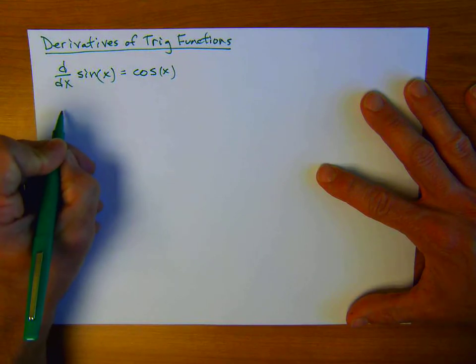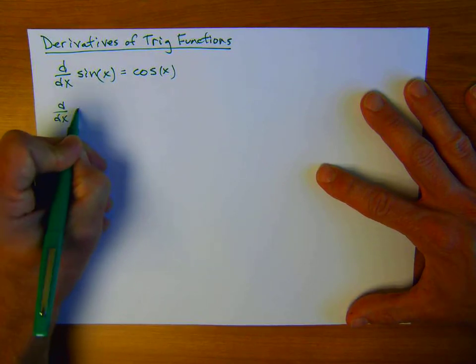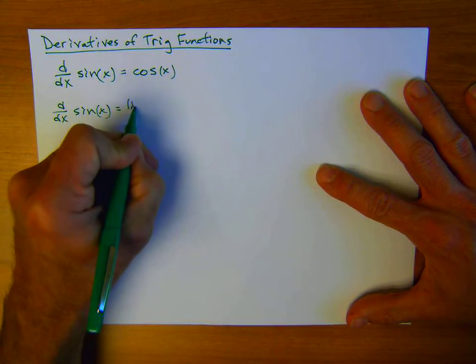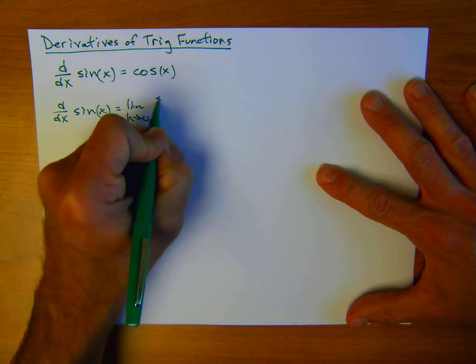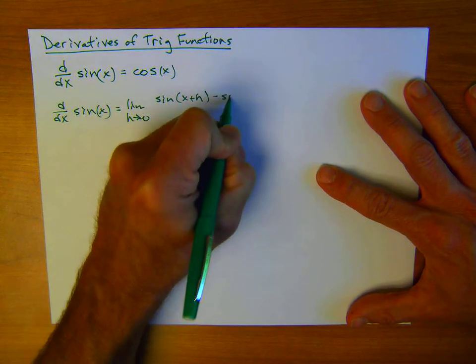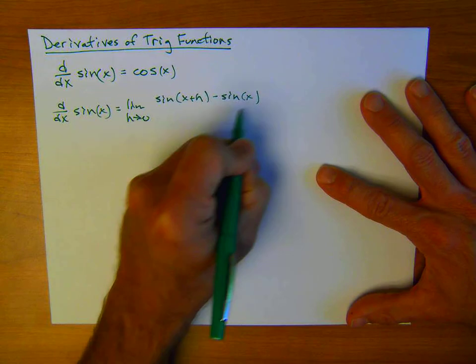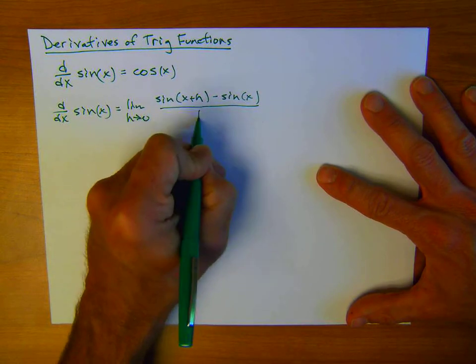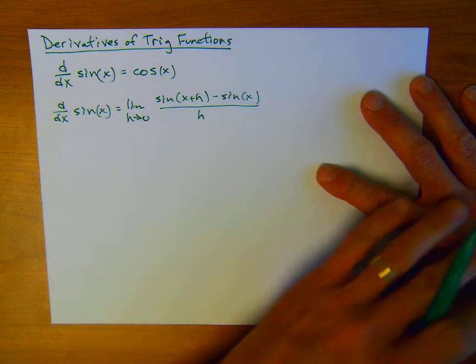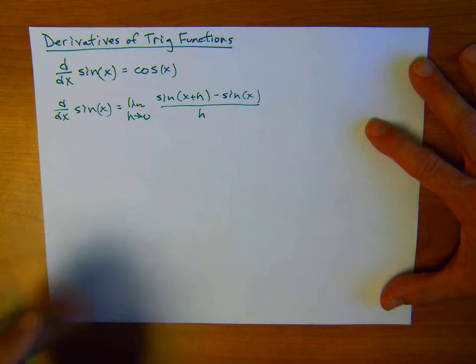So the derivative with respect to x of sine of x, just using the definition, that's the limit as h goes to 0 of sine of x plus h minus sine of x over h. That's just our definition, right? f of x plus h minus f of x over h. All right, so what can we do with this?